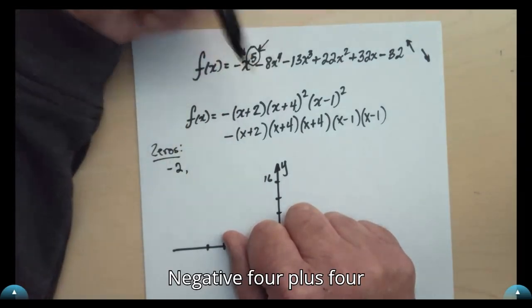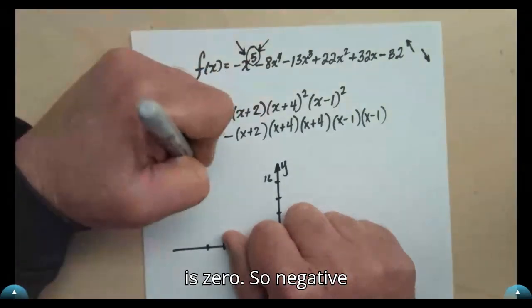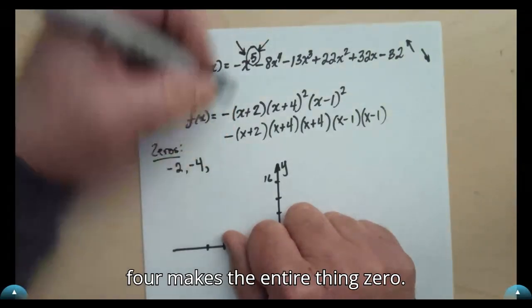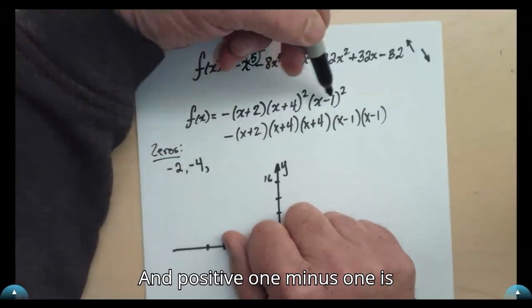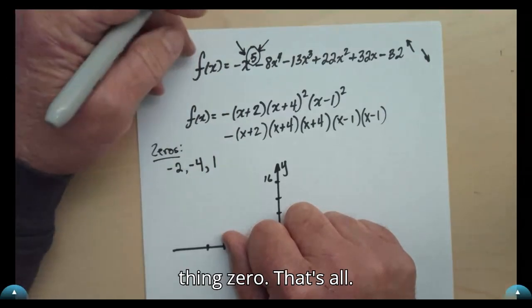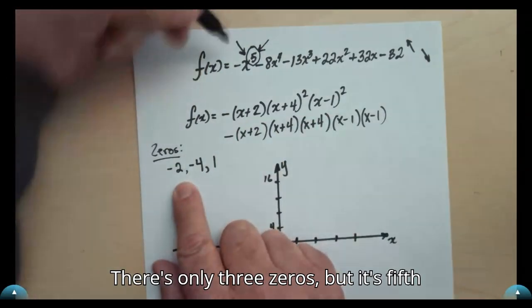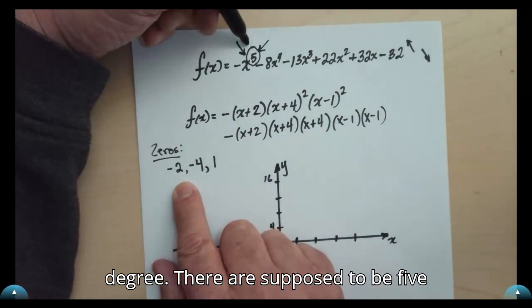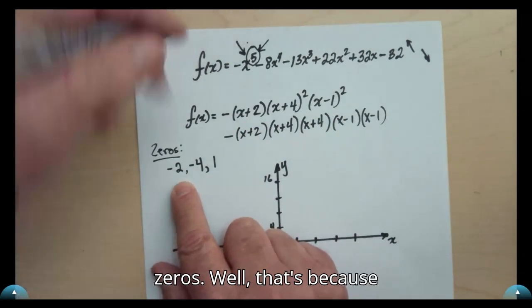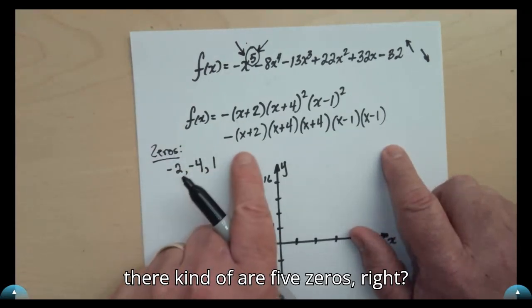Negative 4 plus 4 is 0. So negative 4 makes the entire thing 0. And positive 1 minus 1 is 0. So positive 1 makes the whole thing 0. That's all. There's only 3 zeros, but it's fifth degree. There are supposed to be 5 zeros. Well, that's because there kind of are 5 zeros, right?